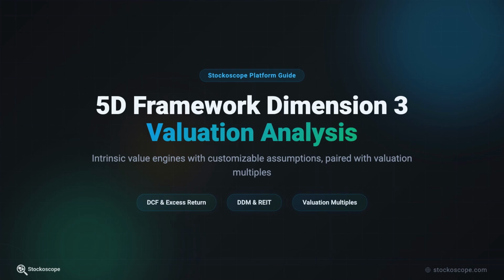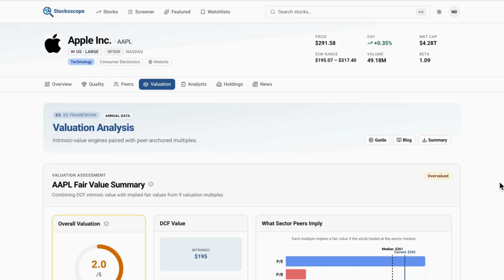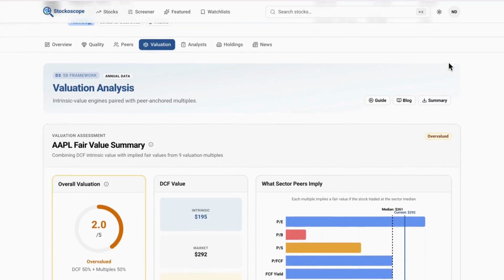Welcome to the Valuation Analysis page on Stockoscope, the third dimension of the 5D framework. This page helps you estimate what a stock is truly worth using intrinsic value models, and compare that against valuation multiples. Let's walk through each section. We're using Apple as our example, but everything you learn here applies to any stock on the platform.